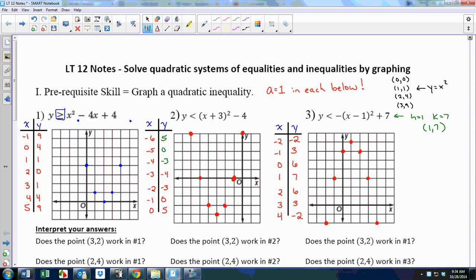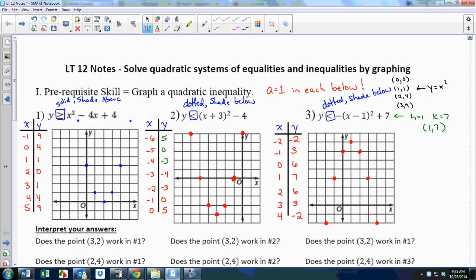Back from the last unit, number 1 would be solid, shade above. Number 2 is less than, so it would be dotted, shade below. And number 3 would be, again, dotted, shade below.